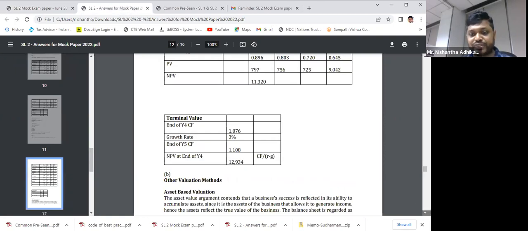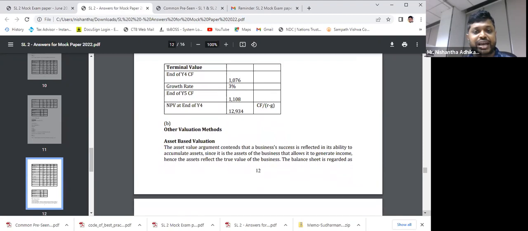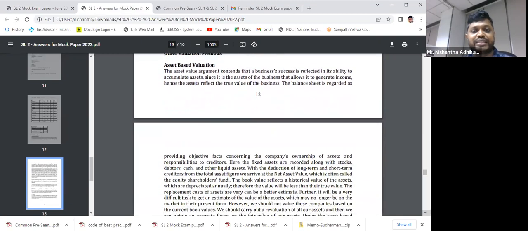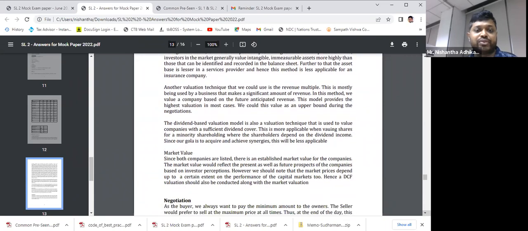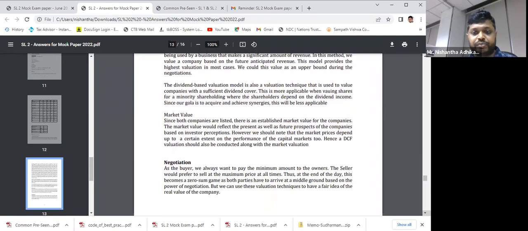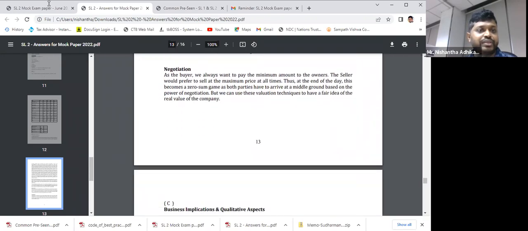Other asset based valuation is given because the balance sheet is regarded as providing objective fact concerning the ownership of assets and responsibilities to creditors, and this says about historical values, right? Right. That is the explanation about market value. Since both companies are listed, there is an established market value. Okay, other technique is market value. Therefore, fair value of the net asset can be taken because both entities are listed in the share market, right? Minimum and maximum comparison you can do.